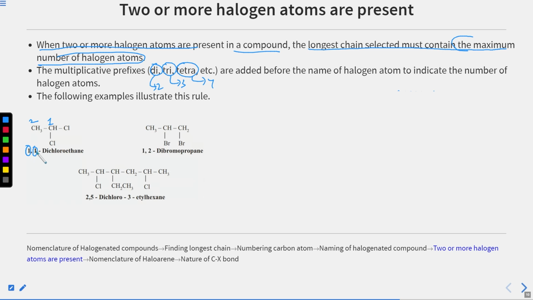1,1-dichloroethane. Clear to you? Okay, because both of the chlorines are present at the first position, so we'll write 1 for both of them. Is this clear? Okay. Now next example.